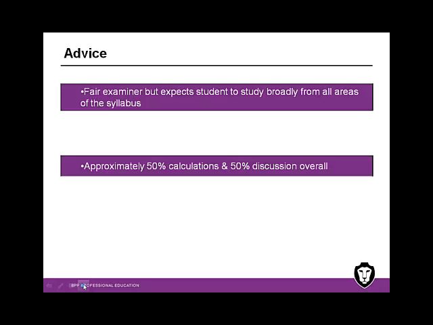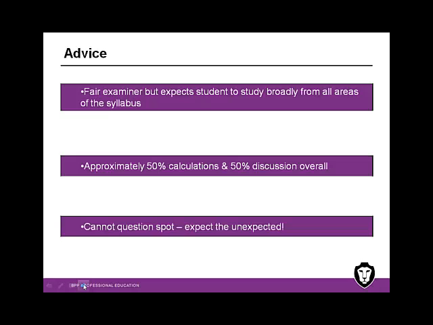The exam then is approximately 50% calculations and 50% discussion. Many students get fixated on practicing and understanding the calculations and neglect the discursive elements. Sometimes these will be the easier knowledge-based marks in the exam, so make sure that you're spending an equal amount of time on both and that you're confident with the written areas, which although harder to self-mark, are often easier to score well in. And finally, in F5 you can't question spot, so don't spend time trying to predict what might or might not come up.